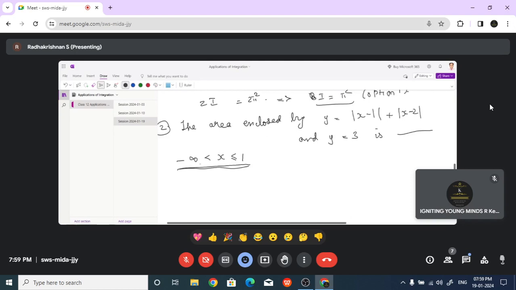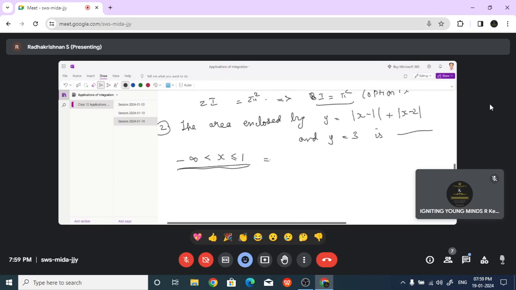See, in this range, whatever is inside the mod, the value will evaluate to negative, right? x minus 1 will be negative in this range. Therefore, the mod will become negative of that. That means 1 minus x, because this is a negative quantity. Okay, so mod will always be positive.